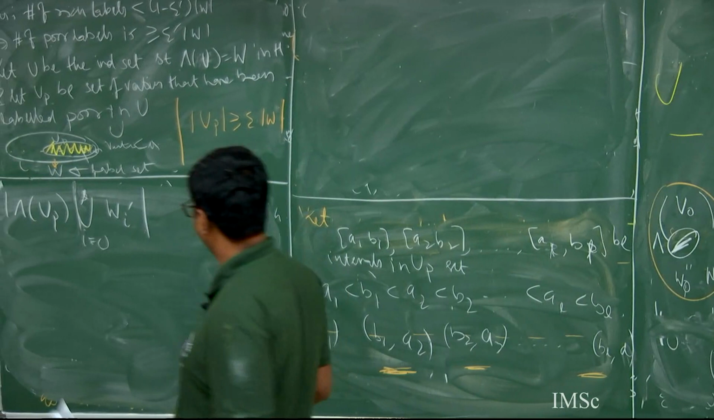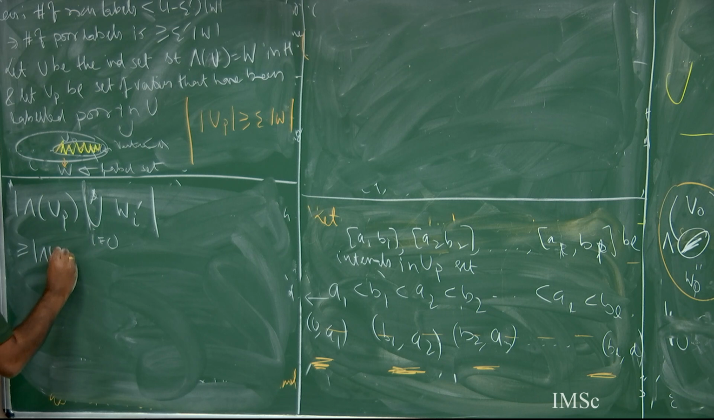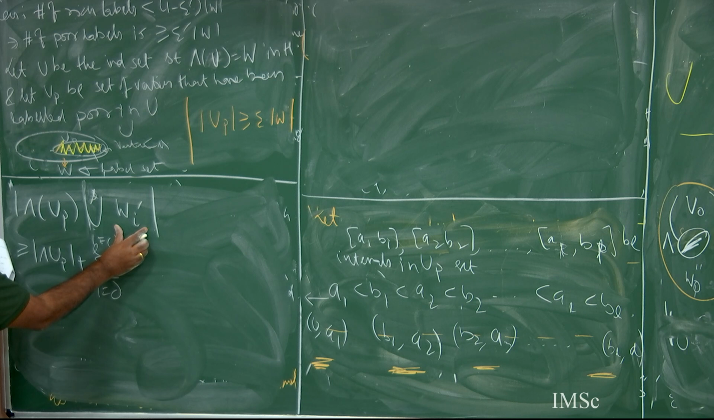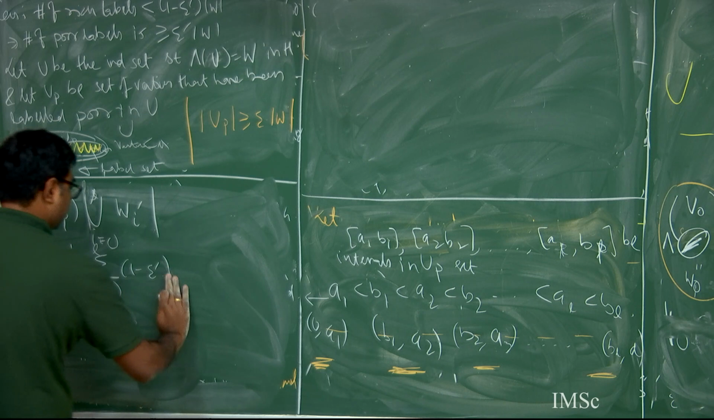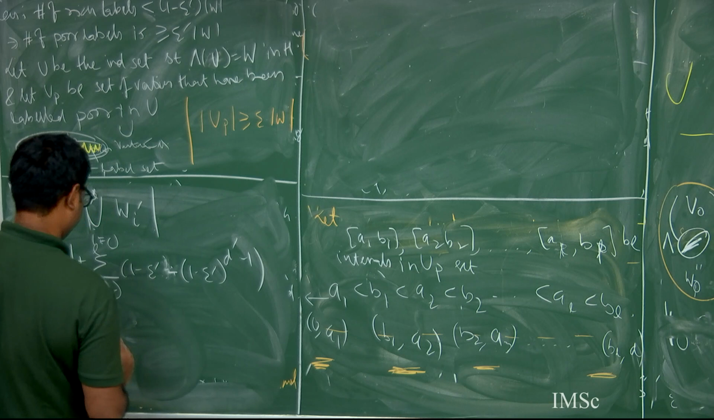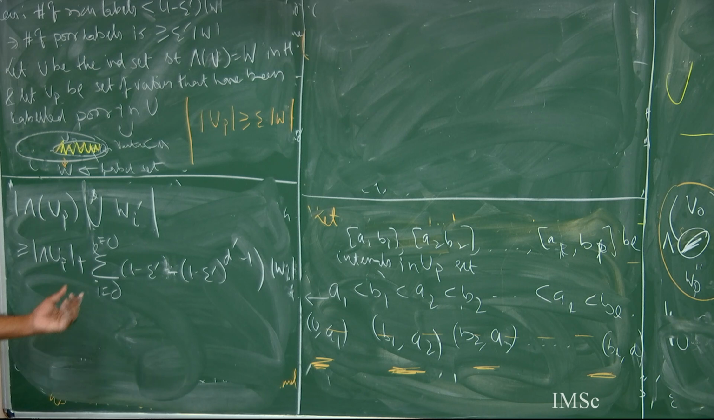Okay, so this is greater than or equal to delta times up plus summation i equal to 0 to L. And what is this? With respect to wi, what it was? 1 minus epsilon prime minus 1 minus epsilon prime d prime minus 1 by induction hypothesis times wi. This is what it was, right? This is the property of wi prime. So this is exactly what I wrote for you.